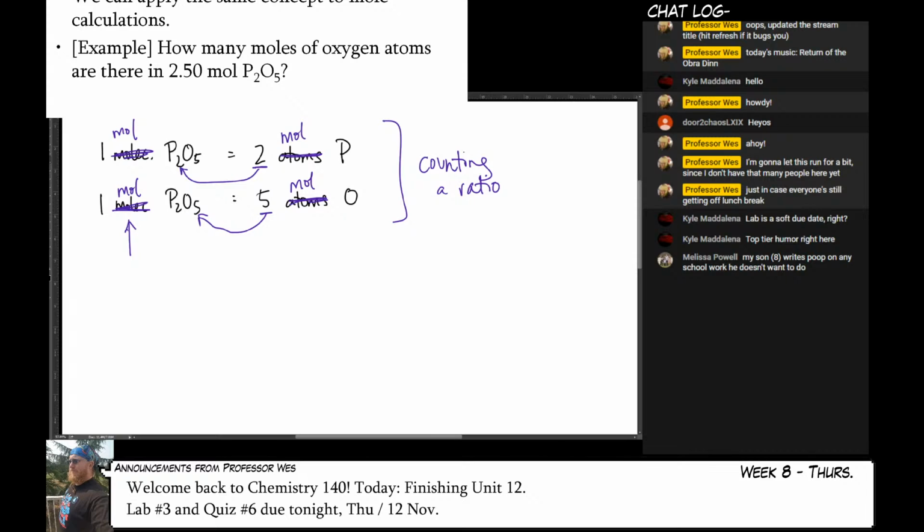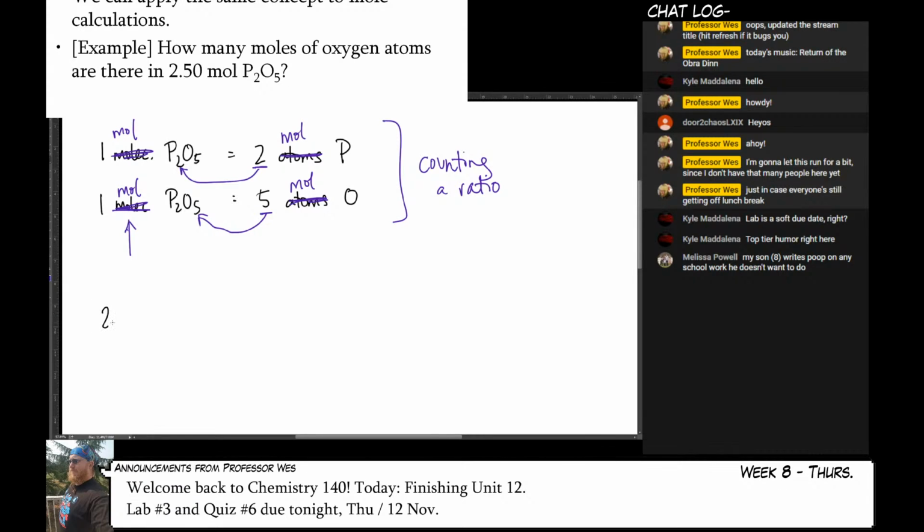And what we're going to do is answer how many moles of oxygen atoms are in 2.5 moles of P2O5. And if you're saying, well, I'm just going to take that number and multiply it by 5, you're exactly right. That's exactly what you want to do. But let's show why that works using dimensional analysis.